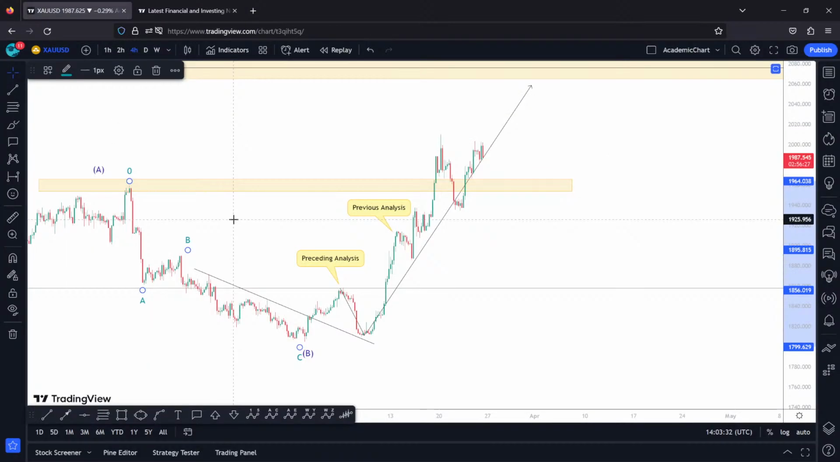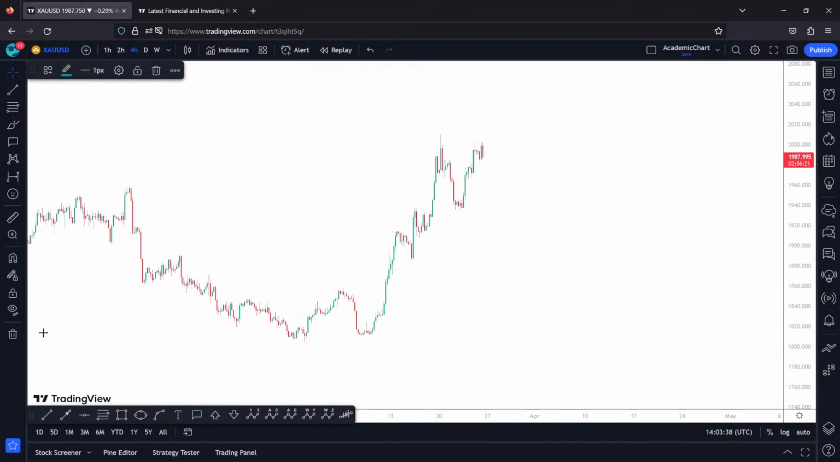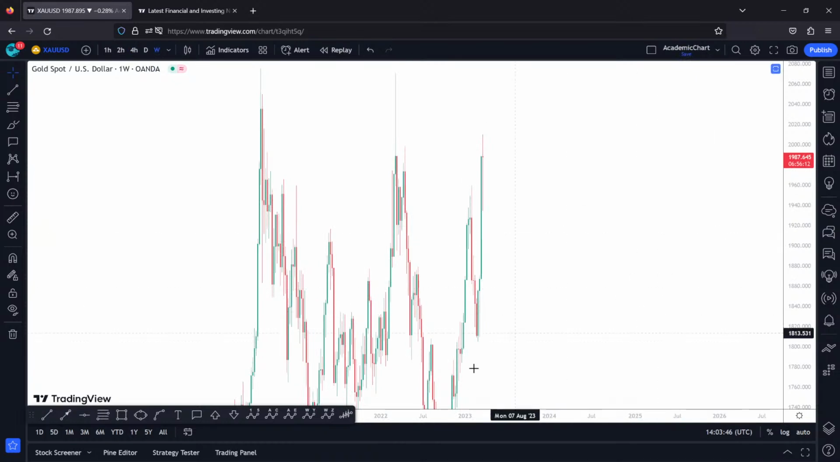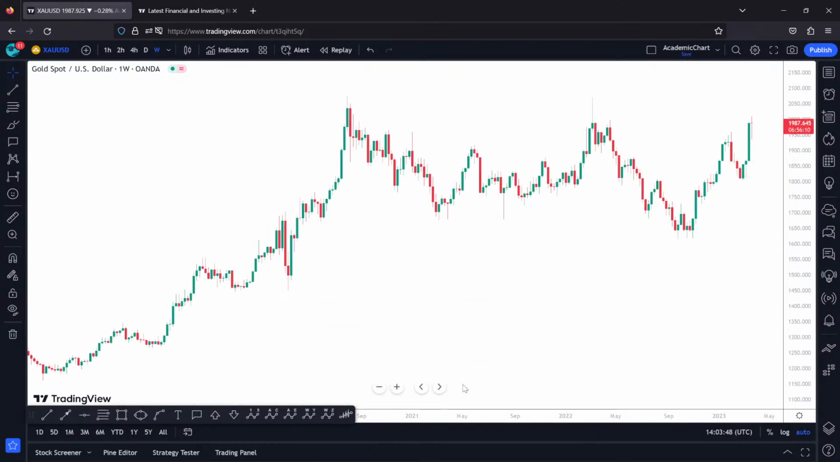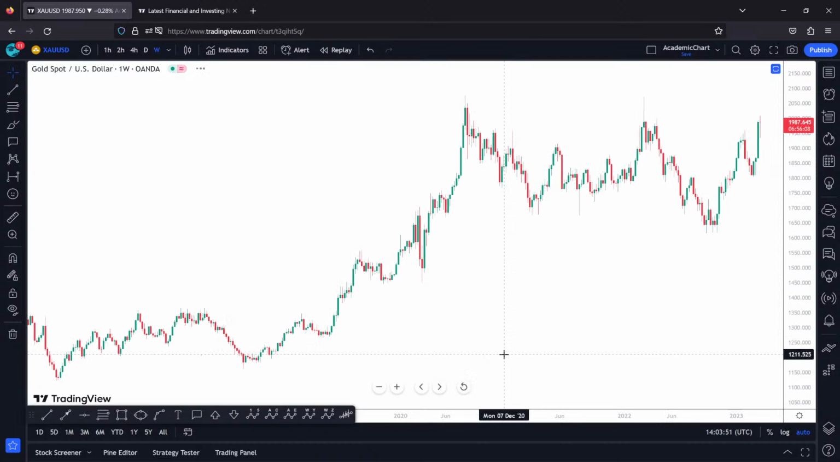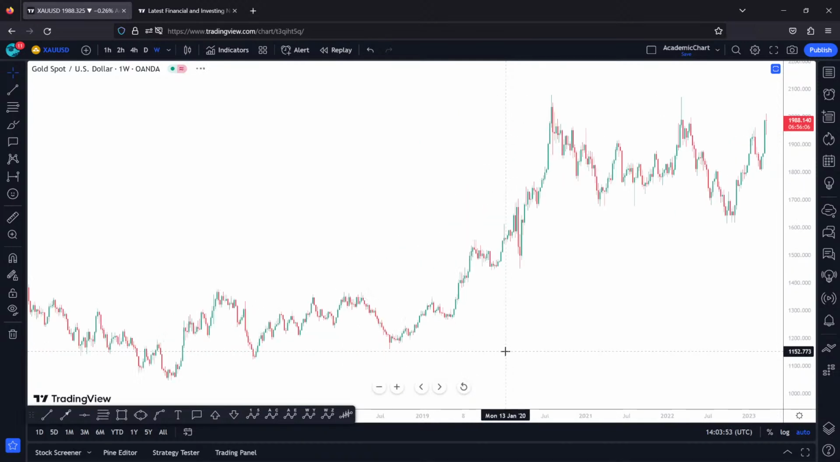Let's jump back to the chart again. I would like to clean up the chart. This is what I always do before starting to analyze and taking a look at the chart again. And as I said, you start from the weekly to have a good understanding of what happened in the history.